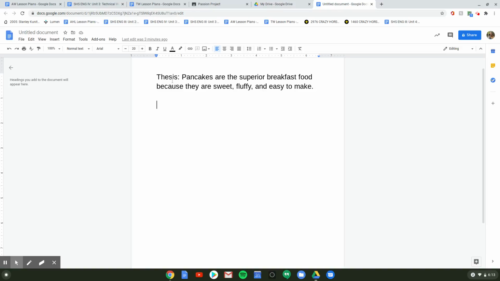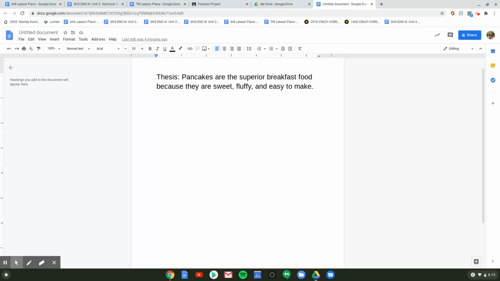So I just have a bit of a silly thesis here as an example. Pancakes are the superior breakfast food because they're sweet, fluffy, and easy to make. So this is just a silly example, obviously, but I'm going to kind of use it to show you how to do these different pre-writing exercises. So you are going to start with your thesis, whatever that is, that you should have written yesterday.